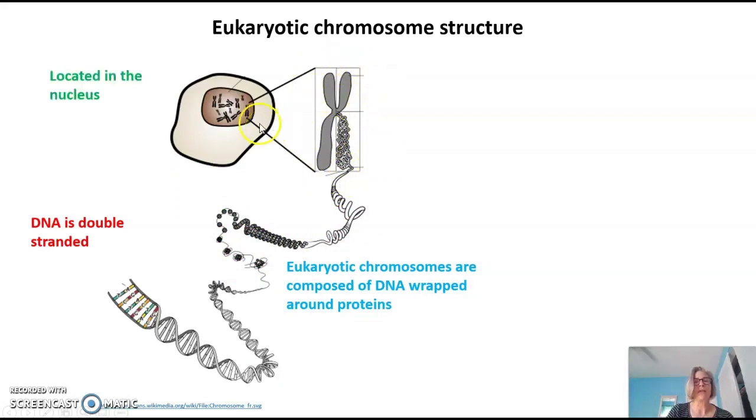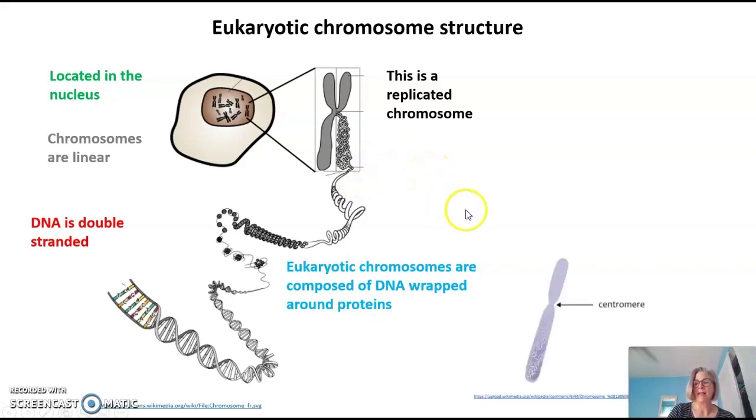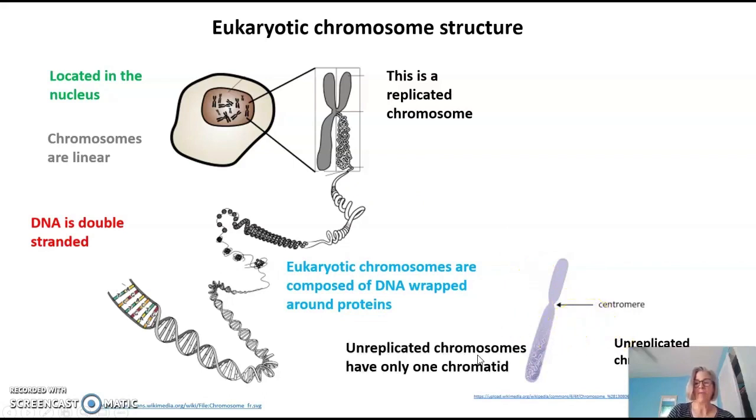These chromosomes in eukaryotes are located in the nucleus, and chromosomes are linear. They're not circular like they are in some prokaryotic organisms. This picture here is actually a replicated or copied chromosome, and this isn't what chromosomes look like during the majority of the cell's life cycle. Cells actually have unreplicated chromosomes during the majority of their life cycle.